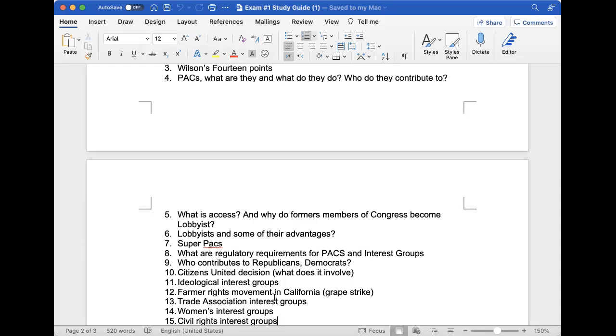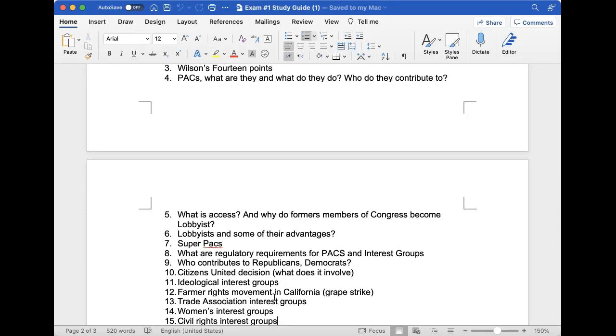When we talk about who contributes to Republicans, usually it's real estate, financial, agriculture. If we talk about who contributes money to the Democratic Party, lawyers, labor unions, Hollywood.